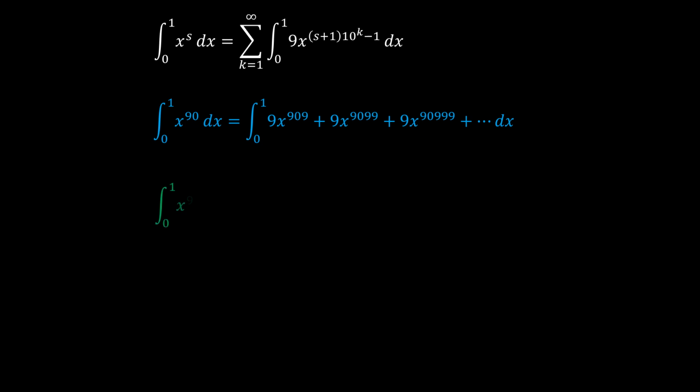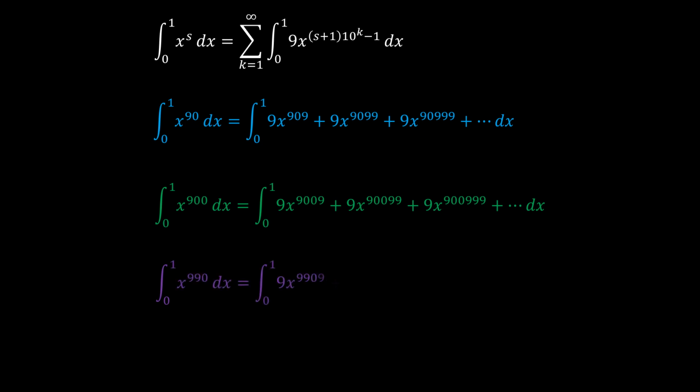When you plug s into s 900, we get this integral of 9 times x to the power 9009 plus 9 times x to the power 90,099 and so on. And so when you plug 990 in place of x of s, we get these multiple combinations of 9x to the power 909 and 9009 and so on.